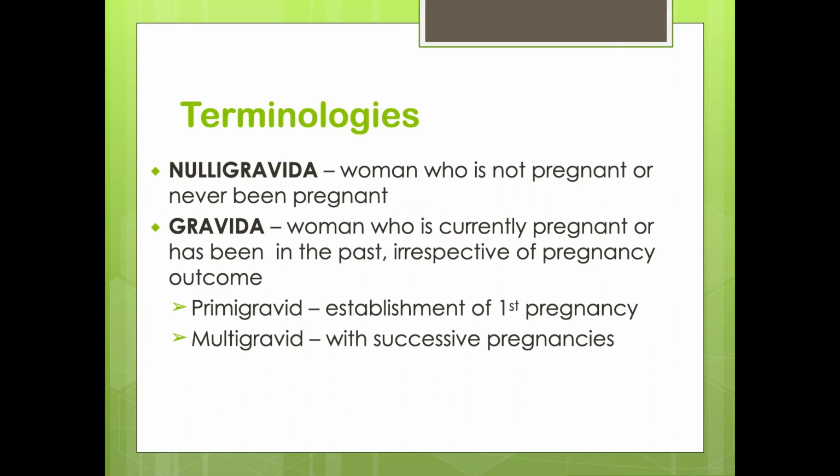Now we go to the definition of terminologies. What is a nulligravida? It is a woman who is not pregnant or has never been pregnant. A gravida, on the other hand, is a woman who is currently pregnant or has been in the past, irrespective of the pregnancy outcome. So we have the primigravid and the multigravid. A primigravid has establishment of a first pregnancy, and a multigravid has successive pregnancies.